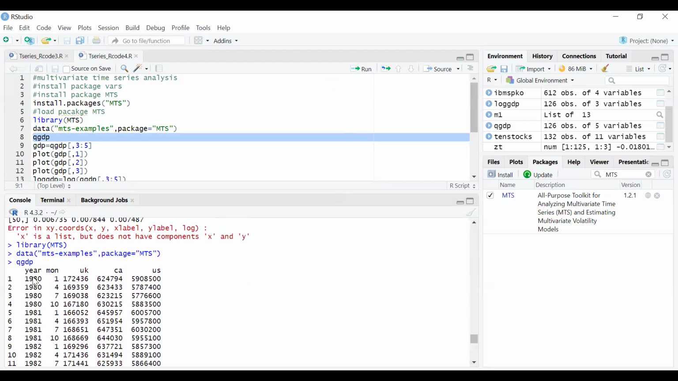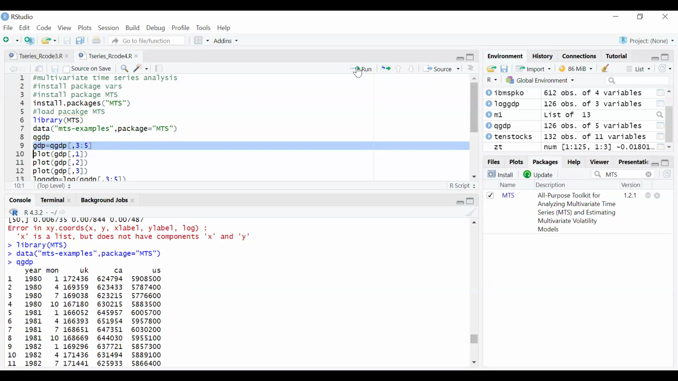This is basically starting from 1980 to 2011. This is the first month, then the 4th month, then the 7th month, and the 10th month. So it essentially gives us quarterly data. It's not monthly data. It is giving us quarterly data for United Kingdom, Canada, and US. So these three big economies. This is the quarterly GDP data.